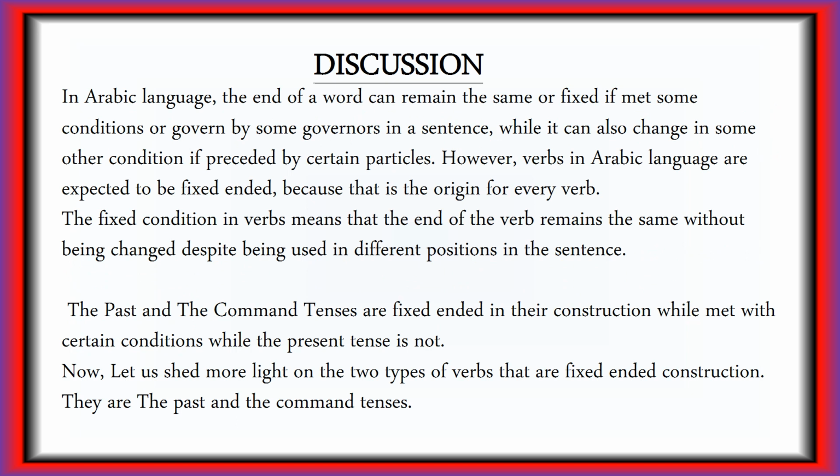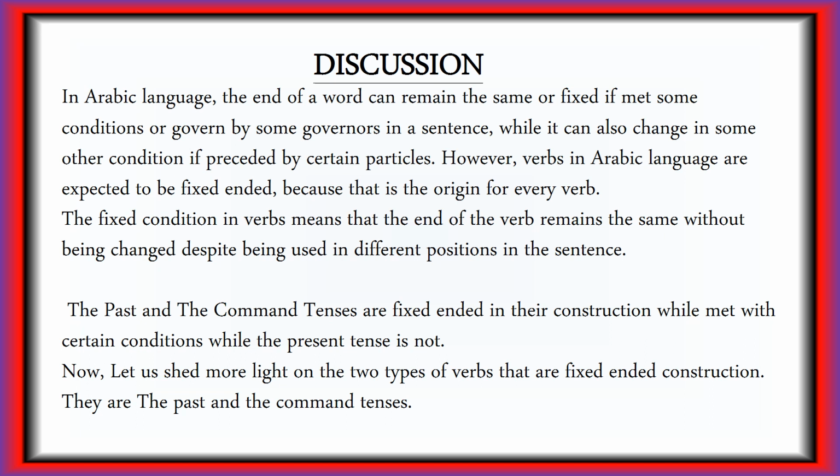Discussion. In Arabic language, the end of a word can remain the same or fixed if it meets some conditions or is governed by some governors in a sentence, while it can also change in some other conditions if preceded by certain particles. However, verbs in Arabic language are expected to be fixed-ended because that is the origin for every verb. The fixed condition in verbs means that the end of the verb remains the same without being changed despite being used in different positions in the sentence.